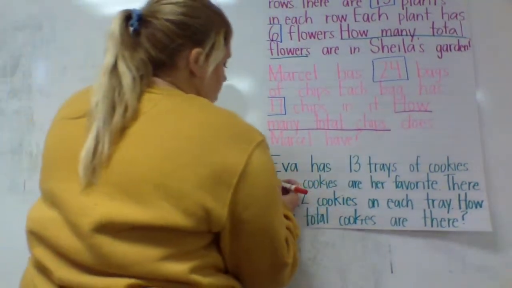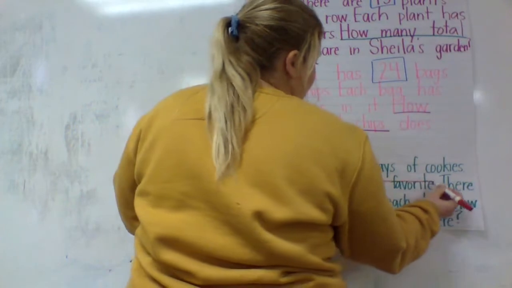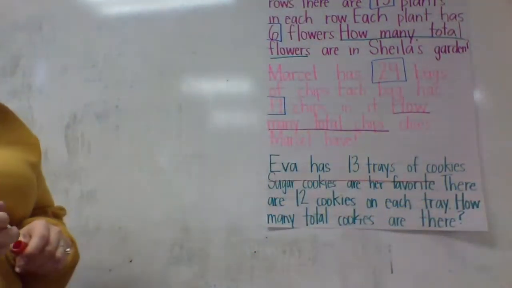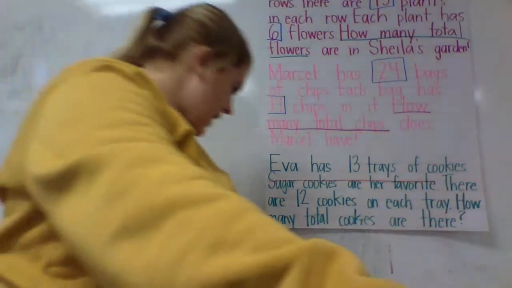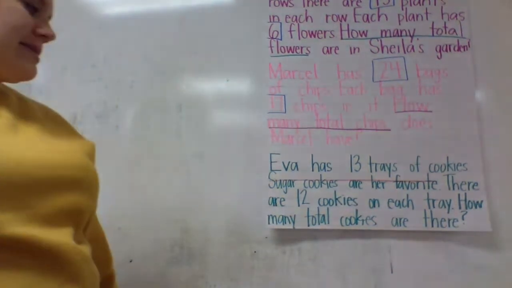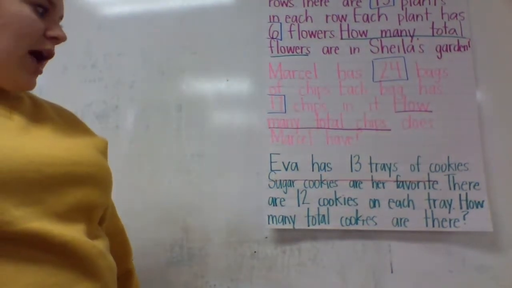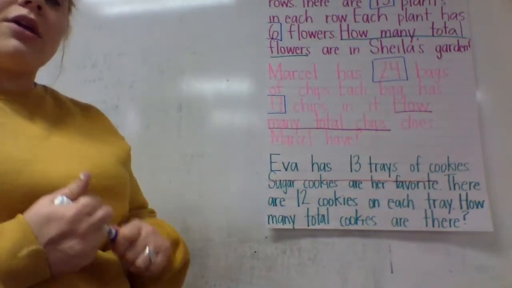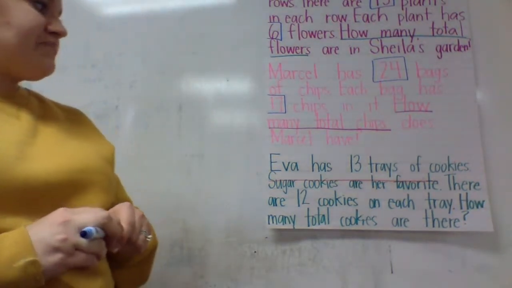No. So that's not important to us. We're going to get rid of that sentence. Now we're going to reread it. Eva has 13 trays of cookies. There are 12 cookies on each tray. How many total cookies are there? That sounds a lot better.